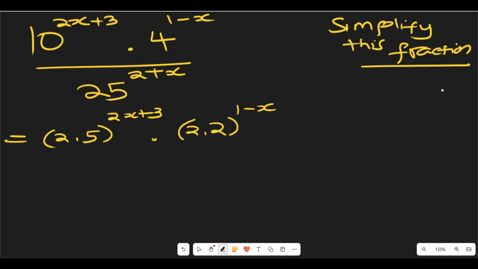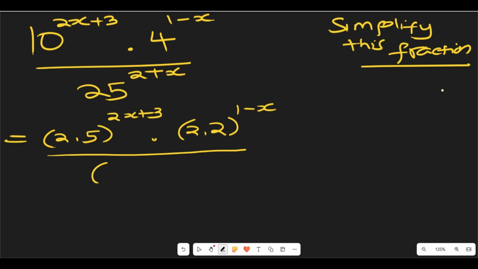So now you ask yourself, can you break this 5 further to a simpler factor? No. 5 is only 1 and 5, so it remains the same. This is the simplest. You can't break 2 further. So we are fine on the numerator side. Done. So now you go to the denominator.